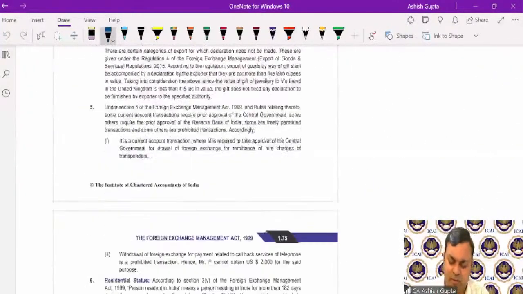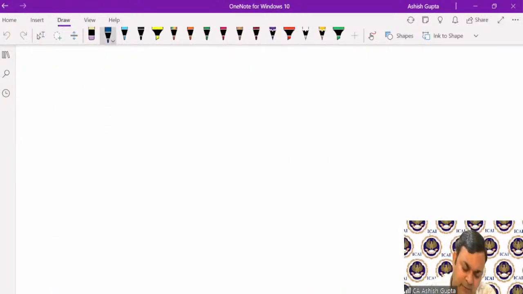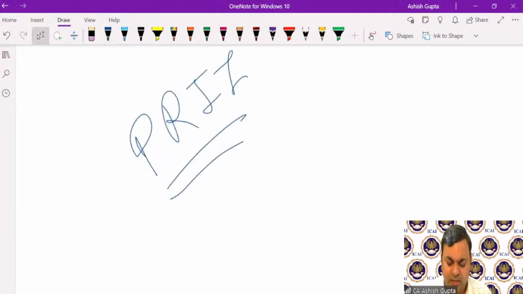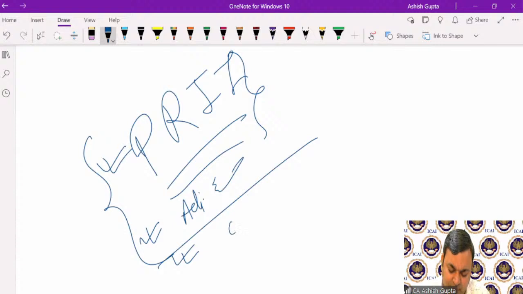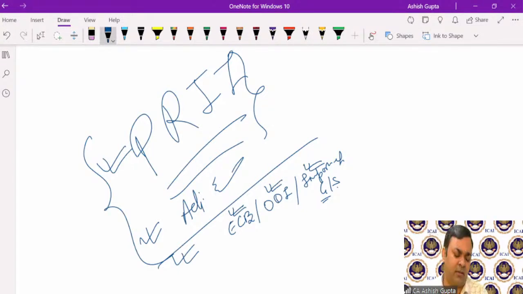Now, what is important for the examination part? This is quite important. PRII is the most important concept. Adjudication part is also a most important concept, right? First, try to complete whole FEMA. Then out of 3 topics, the first topic is external commercial borrowing. Second topic is ODI, overseas direct investment. And third topic is import of goods and services, right? First complete ODI, then complete import of goods and services, then move toward the ECB part, right? And in the ECB part, try to focus on specific companies of the first 12 points, right?